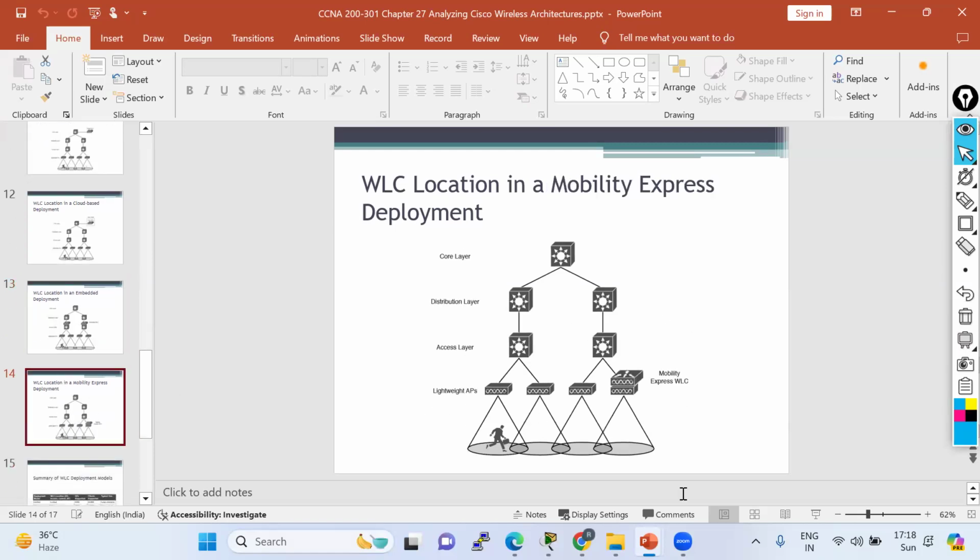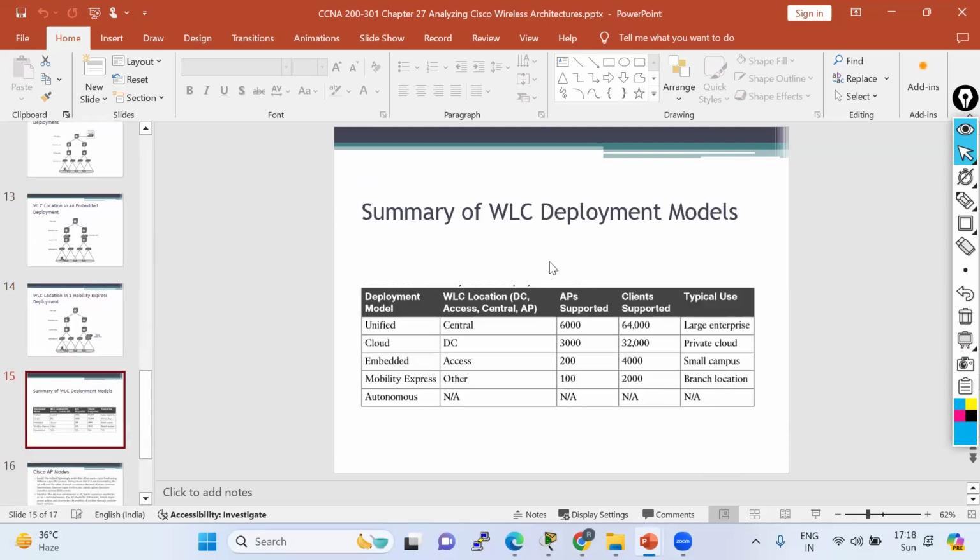You can see these are lightweight APs, and the WLC is just an express WLC. If you want to do any kind of local switching and keep the control connection local, that is possible. And this is the summary of the deployment models. Unified is always the centralized WLC. Cloud is a data center. Embedded is an access layer deployment. Mobility is a branch location or small campus. You can see the locations they have given.